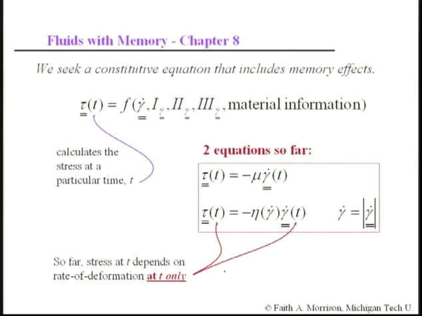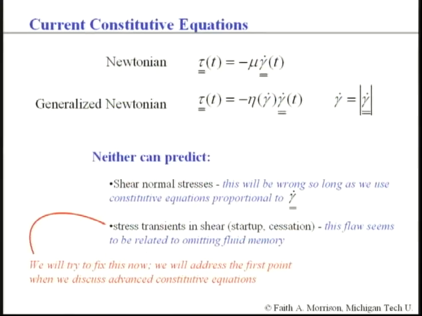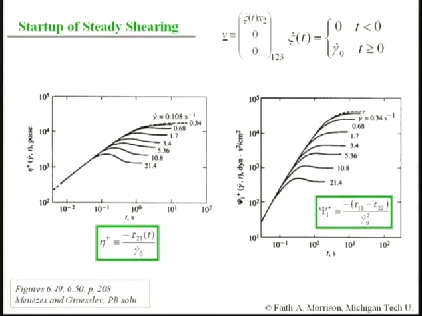So the constitutive equations we have thus far are the Newtonian and the power law generalized Newtonian fluid, or the generalized Newtonian fluid in general. And as I pointed out just a second ago, so far the stress at time t depends only on the rate of deformation at time t. So this is more reiteration of what I've been saying. Now we want to try to capture these startup effects in both, well, we're not going to get to the first normal stress difference, but in viscosity. There's the actual data again for your memory.